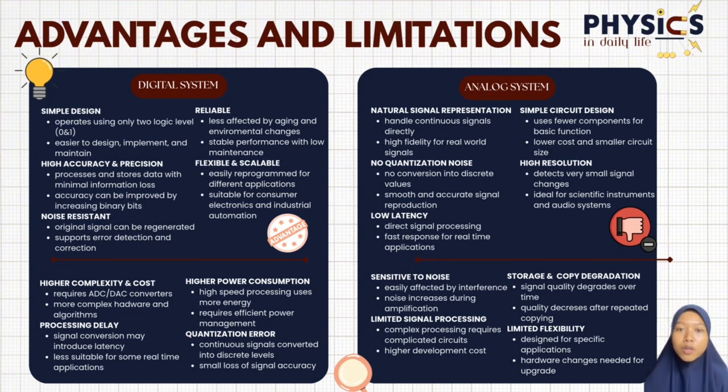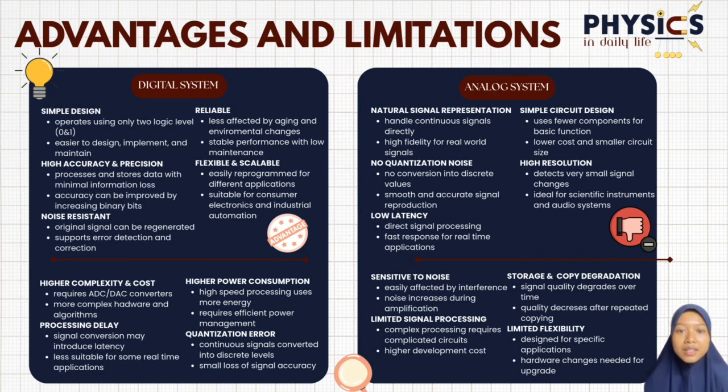Therefore, they may not always be the best choice for applications that require an immediate response. Another limitation is higher power consumption, especially in high-speed processing or applications involving large amounts of data. Finally, digital systems are affected by quantization error. Since continuous analog signals must be converted into discrete digital values, small differences between the original and converted signal can reduce accuracy slightly. Next, let's discuss the advantages of analog systems.